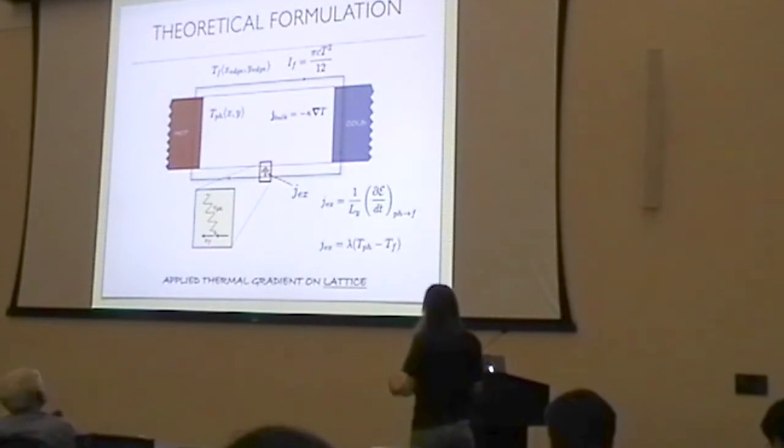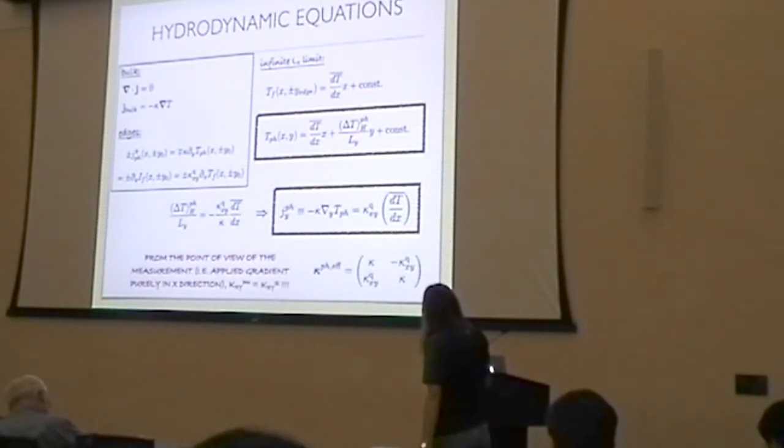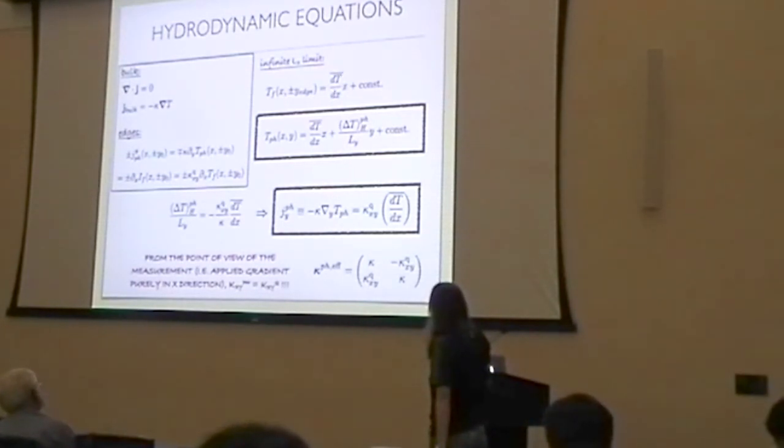So given this setup, you can write down a hydrodynamic equation, which are written here, but I won't go through them now because I don't have time. But in the limit of a infinitely long system, you observe that indeed the temperature of the fermion is not constant, but instead it has a gradient, which is equal to the externally applied temperature gradient. And the phonon temperature also takes a remarkably simple form, which is just a linear function of x and y.